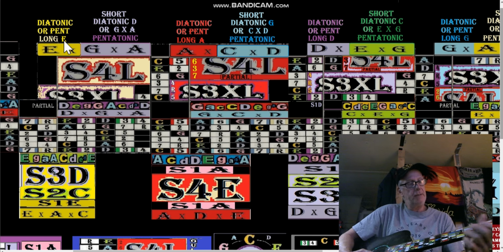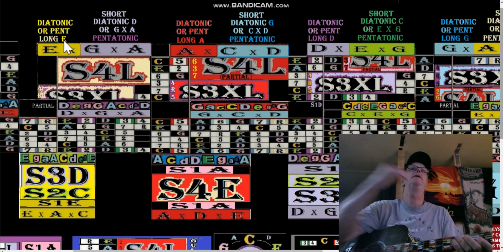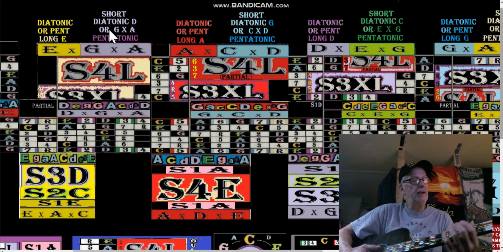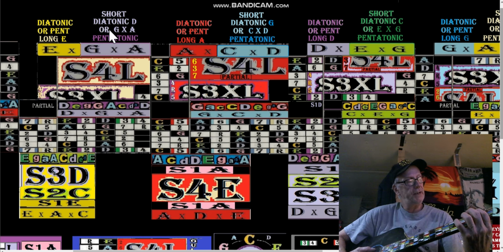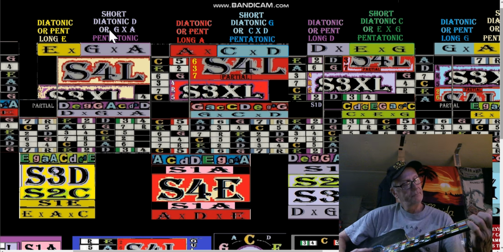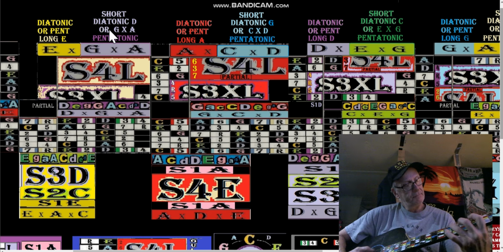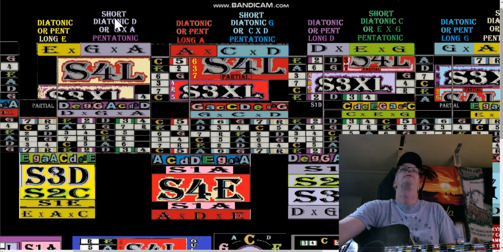Notice I had to finish that practically in a D diatonic. So it's going to be the D here. We're going to do the diatonic there. We can do that diatonic on that D. So where we can do this, we can do the diatonic on the D. Alright, so it's short diatonic on D, or we can do the G and the A pentatonic.